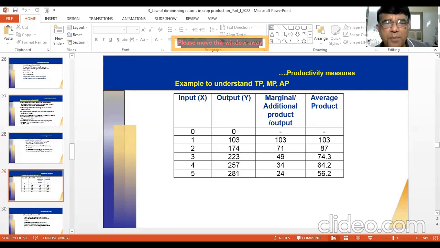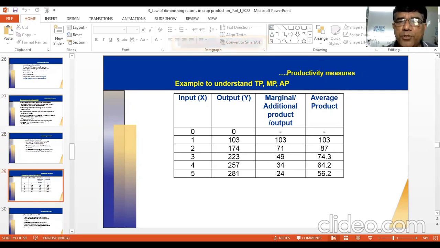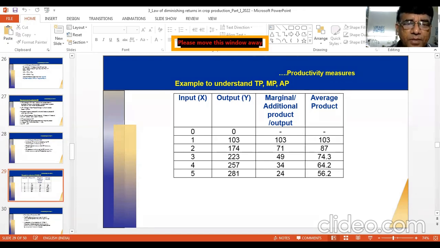Now you see this example: input, output, then marginal product or marginal output in the third column, and in the fourth column you have average product. These calculations are important for you. You should try to learn. If you know the input and output, output here is your total product. Third column is your MP and fourth column is AP. So X is your input 0 to 5 and output is 0, 103 to 281.